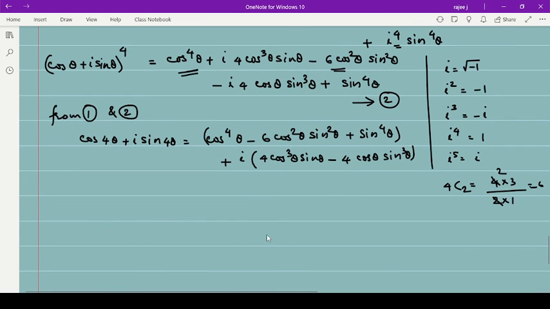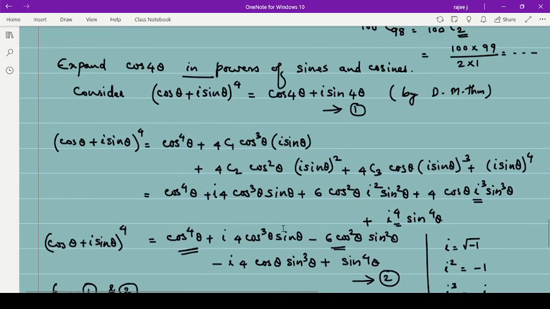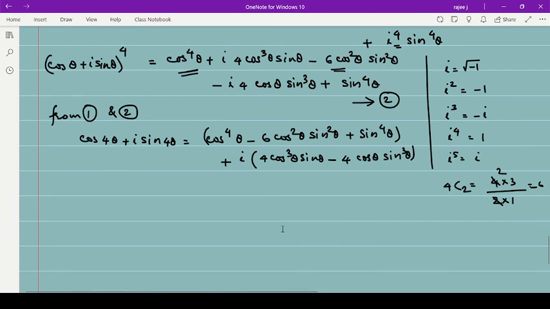Now the question is to express cos 4 theta. So we need cos 4 theta, so equate the real part. If we need sin 4 theta, equate the imaginary part. Suppose tan 4 theta is asked, then we know tan is sin upon cos, sin 4 theta by cos 4 theta. So if tan 4 theta is asked, you need to equate both. We will have some problems like that.